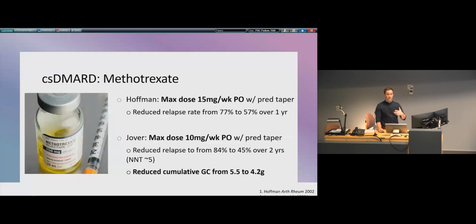So just to say, methotrexate, we use it a lot. It's probably the first agent that we're reaching for in terms of adjuvant therapy, because we think it has good efficacy.